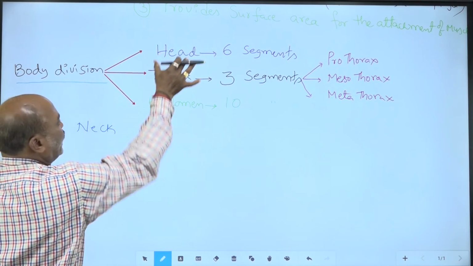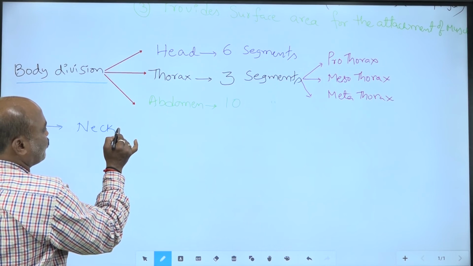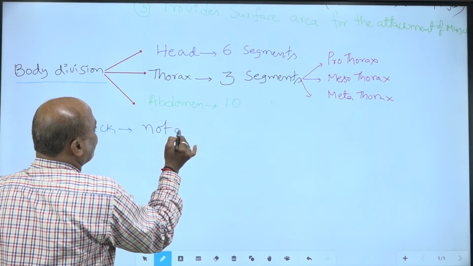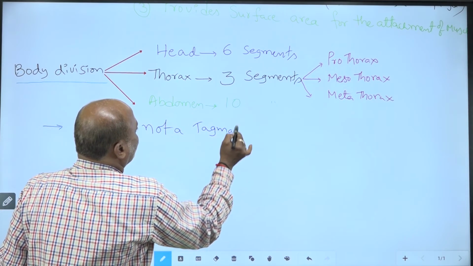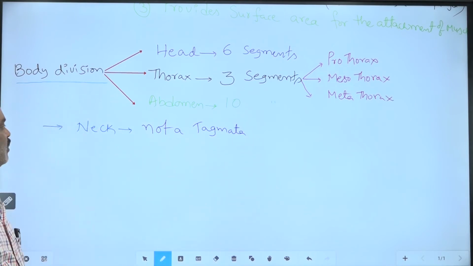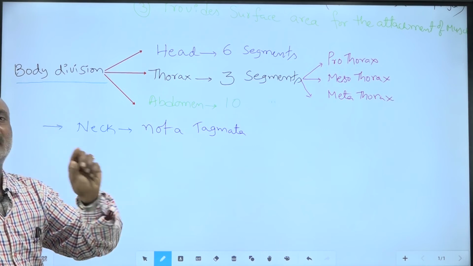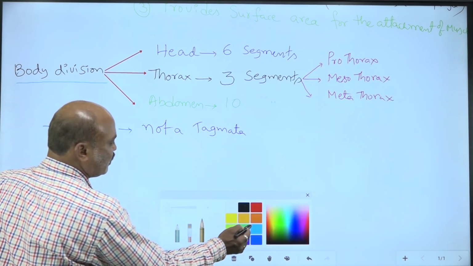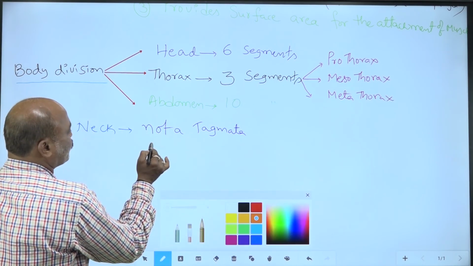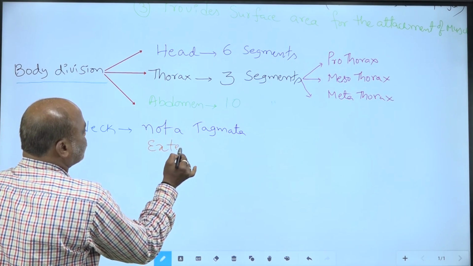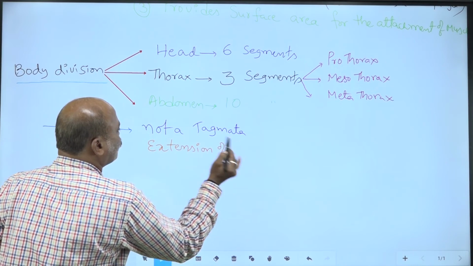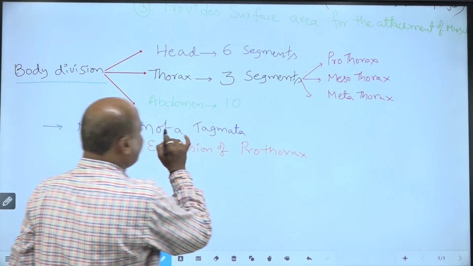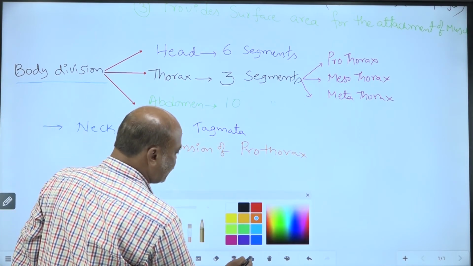Neck is present between head and thorax. It is not a tagmata. Tagmata means body part. It is just the extension of prothorax. This is a very important point for NEET. So neck is an extension of prothorax, but it is not a tagmata.